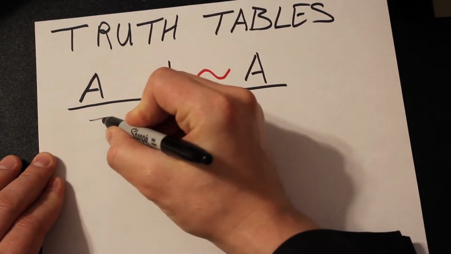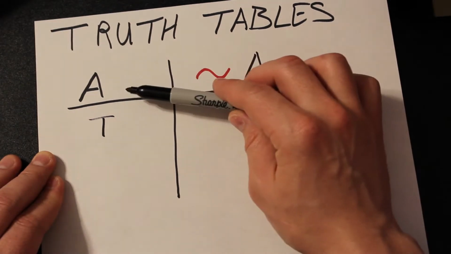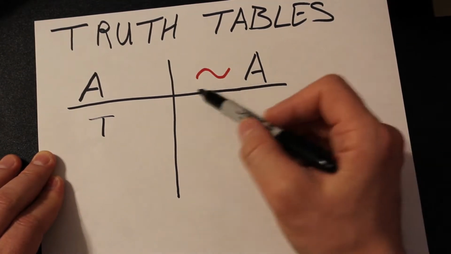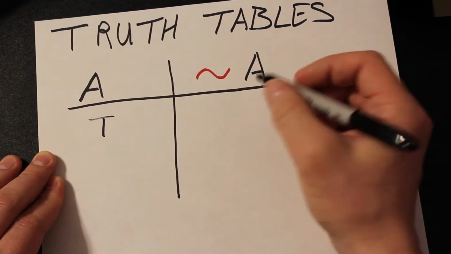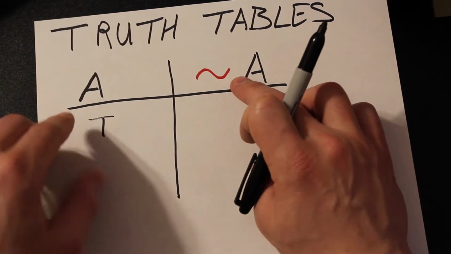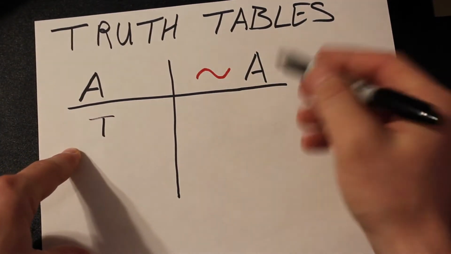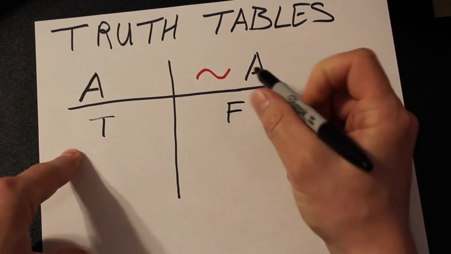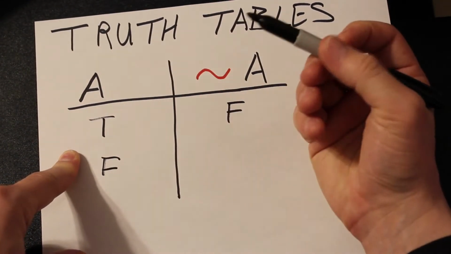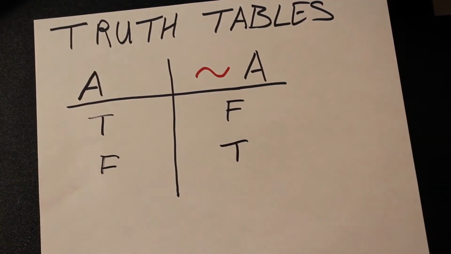So if A is true, then what should we expect from not A? If it's true that Anne goes swimming, then not A would have to be false, right? Because this would say it's not the case that Anne goes swimming, and we just said that Anne goes swimming is true. So that has to be a false statement. But if Anne goes swimming is false, then it is not the case that Anne goes swimming. That must be true because it's the opposite, right?